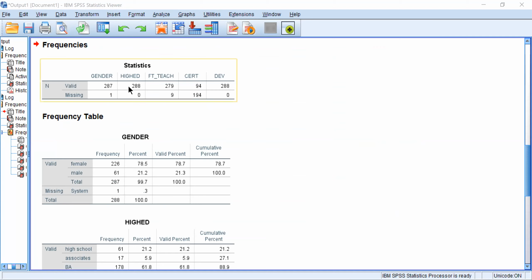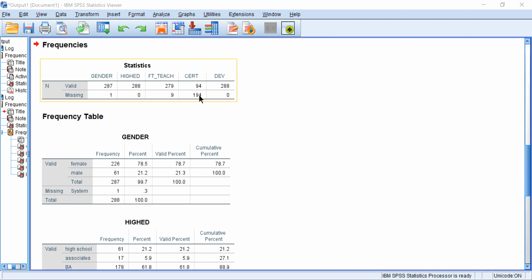So the first thing we see is that there were no people who were missing on highest level of education, and no people who were missing on which developmental level they were going to teach, but there was one person missing on gender, 9 people missing on full-time teaching, and 194 people missing on whether or not they were certified.